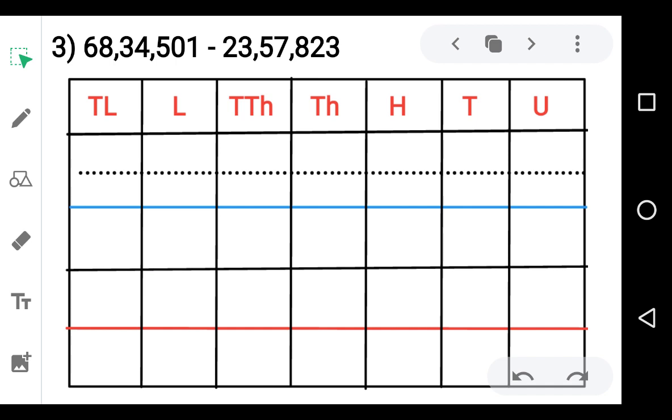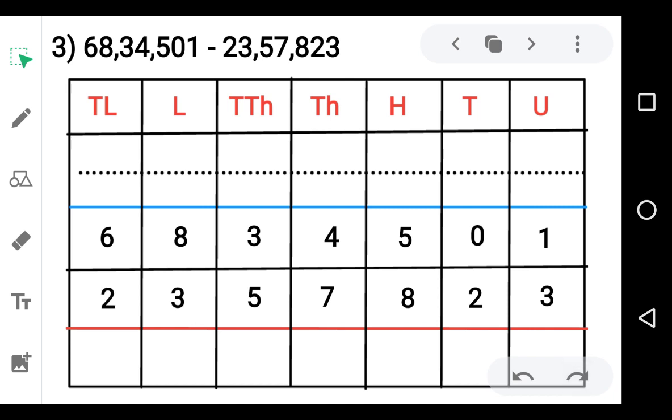1 is at the unit place, 0 tens place, 5 hundreds place, 4 thousands place, 3 ten-thousands place, 8 lakh place, 6 ten lakh place. Now we arrange the second number. The second number is 23,57,823. 3 is at the unit place, 2 tens place, 8 hundreds place, 7 thousands place, 5 ten-thousands place, 3 lakh place, and 2 in the ten lakh place. Here we put the minus sign.